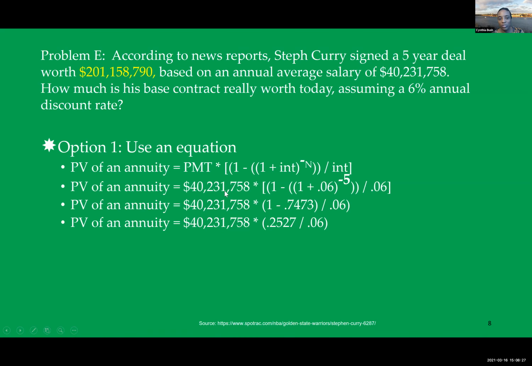So it's 40,231,758. It says the annual discount rate is 6%. So everywhere I see interest, I plug in 0.06. So that's here, and that's also out here. N is the time period. It's a 5-year deal. So my N is 5. And for a present value of an annuity, it should be -5. And then I just solve and always work inside out. So you start here, then you raise it to -5, multiply it by -1, add the 1, divide by 0.06. And here's what I got.